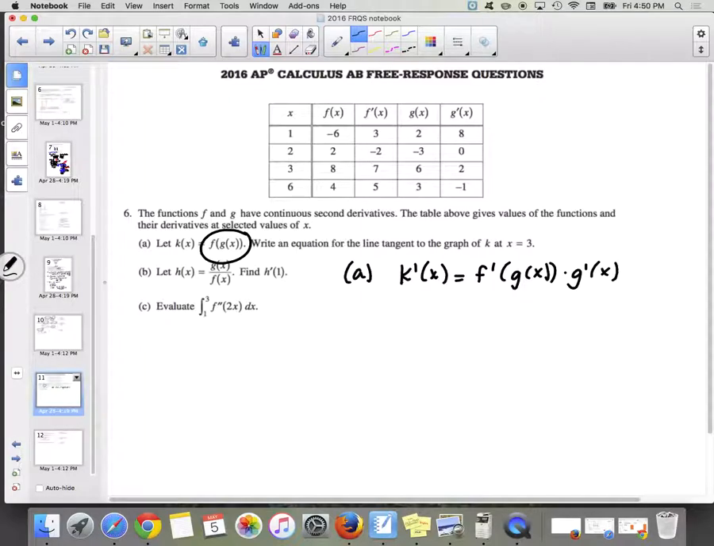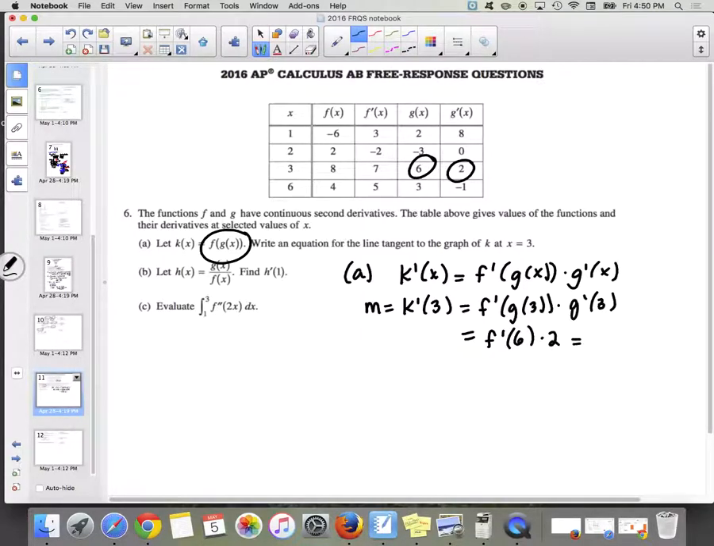All right, so if I'm finding k prime of 3, that's going to be the slope for my tangent line. And that's going to be f prime of g of 3 times g prime of 3. We did something similar to this the other day where we had to keep looking at the chart. So g of 3 is 6, g prime of 3 is 2, and f prime of 6 is 5. So we get a total of 10 for the slope.